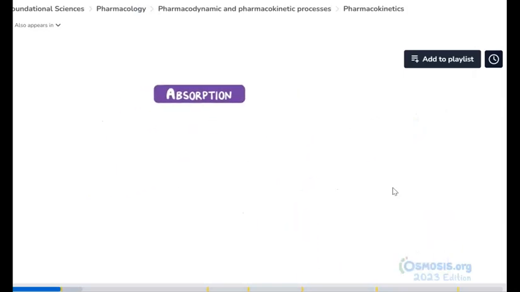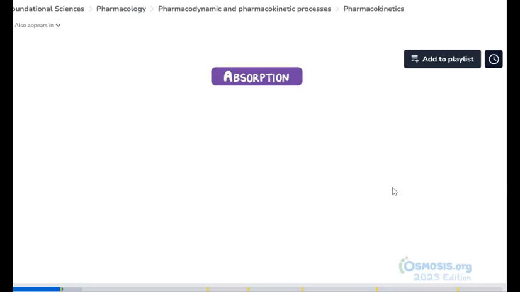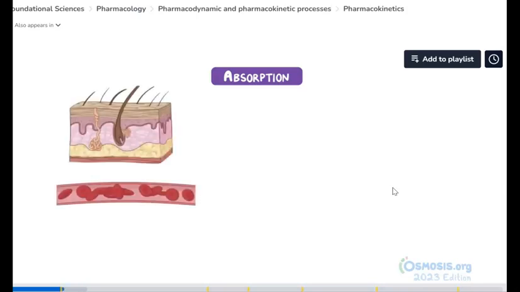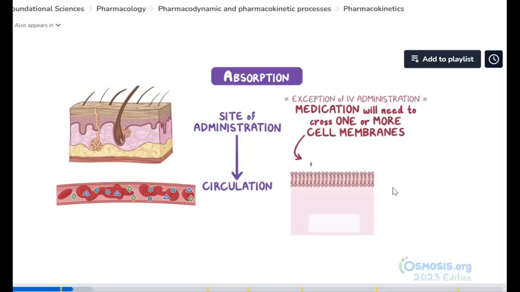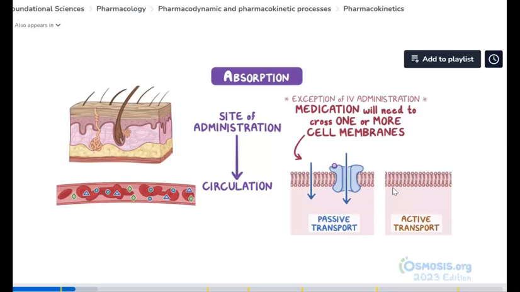Okay, so let's start with absorption. Absorption is the process of moving the medication from the site of administration into the circulation. With the exception of intravenous administration, a medication will need to cross one or more cell membranes before it reaches the circulation. Movement across the cell membrane can occur via passive transport, which requires no energy, and active transport, which requires energy in the form of adenosine triphosphate, or ATP.